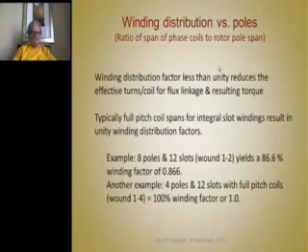The winding distribution factors versus poles. Unity means that the center of the winding is over the center of the poles. That's a good thing. A full pitch winding usually means, if it's an integral slot winding, because the number of poles divides evenly into the number of slots, that's an integral slot winding. So that means a full pitch winding is going to give you a distribution factor of 1.